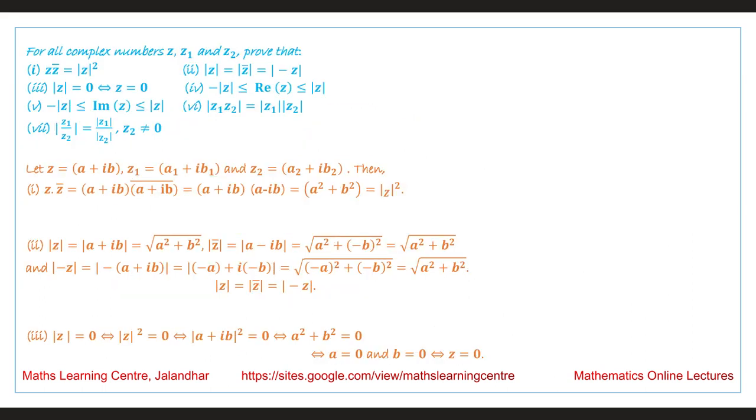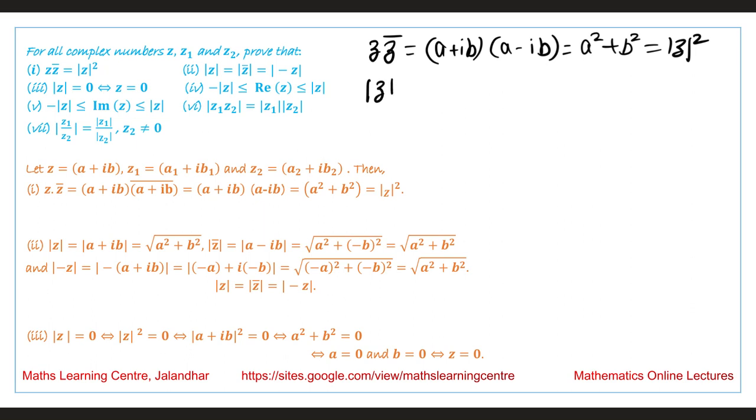Next we have certain properties related to the modulus of complex numbers. The first property we are proving is z into z bar. You can write it as (a + iota b) into (a - iota b). That is equal to a square plus b square, and that is equal to mod of z square. The second property is mod of z, which is the square root of a square plus b square, and this is equal to mod of z bar.